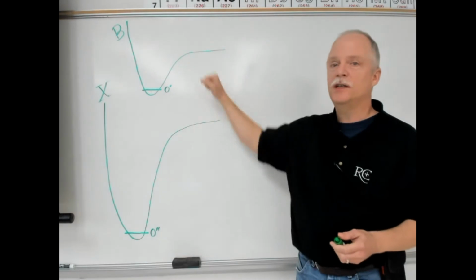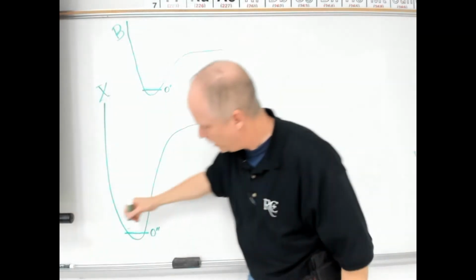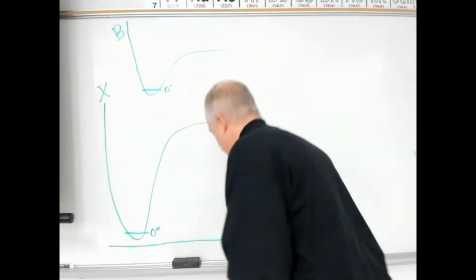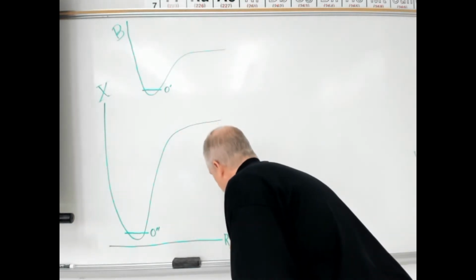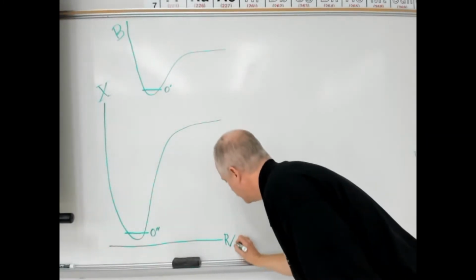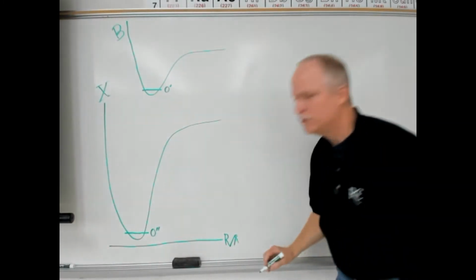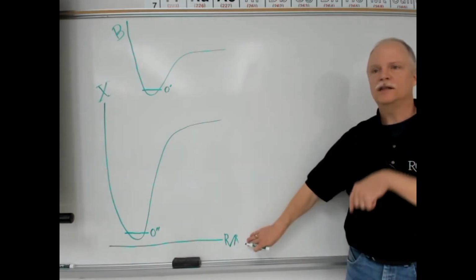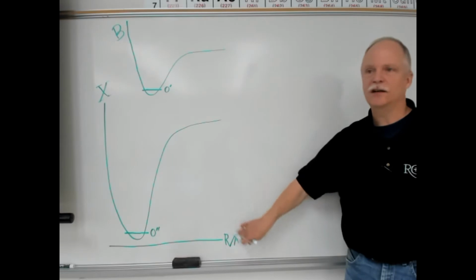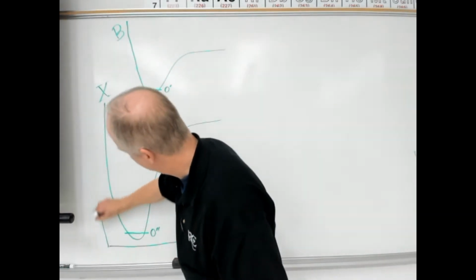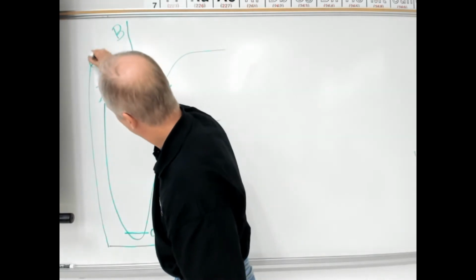So these are our two potential energy surfaces, and then across this x-axis, that's the internuclear distance. R in angstroms. I realize you can't see that over on the far right. So I put the x-axis here and put R in angstroms. Okay? And then this vertical axis is energy.